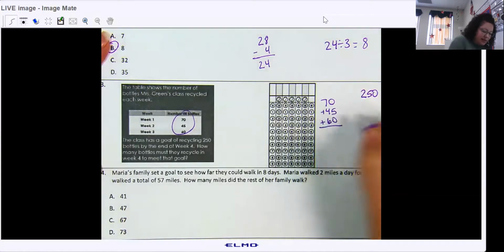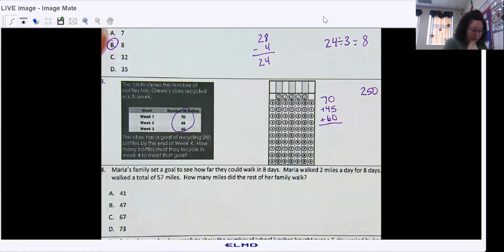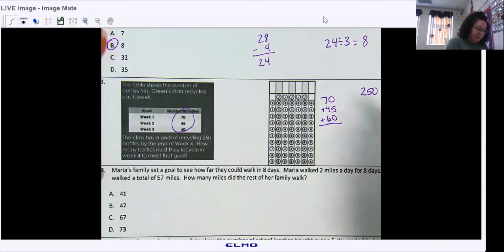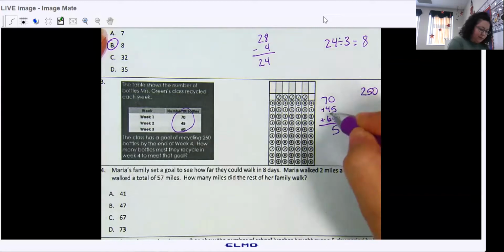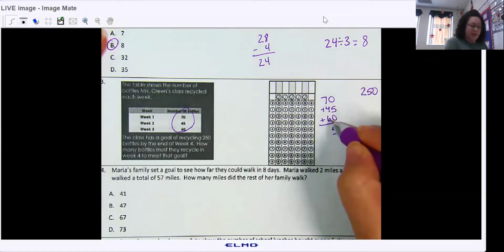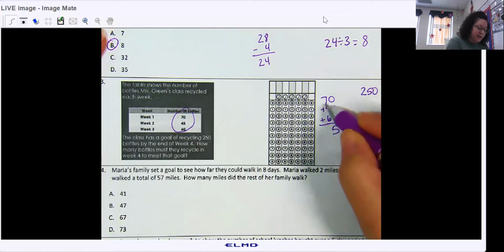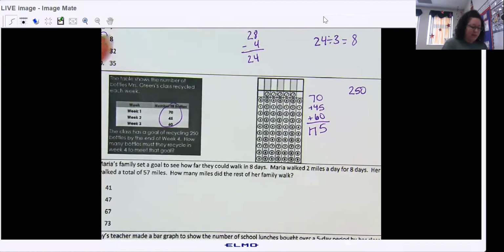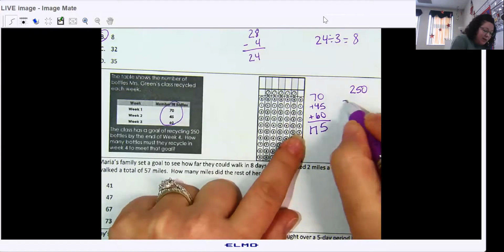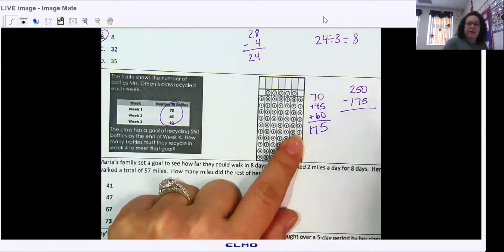I think that says 60. So go ahead and add that up. I always like to do friendly numbers. 6 plus 4 is 10 plus 7. Okay? Now that's how much they got in week 1, 2, and 3. To get week 4, we're going to take that away from 250.